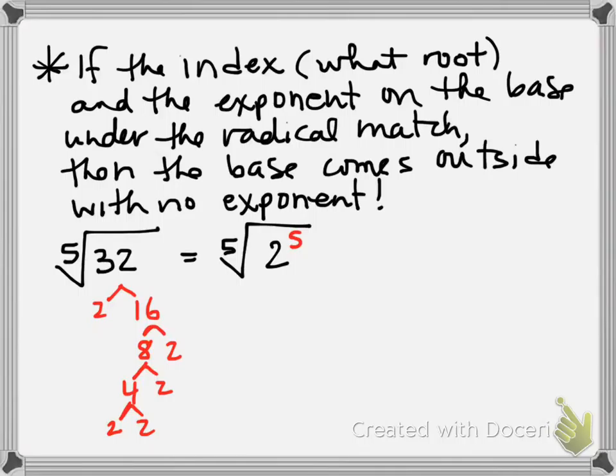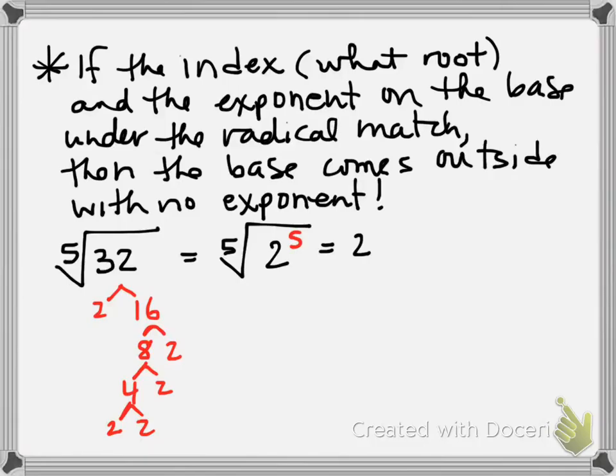So the index is 5. The exponent on the base is 5. So what's the answer to this? 2. The answer is simply 2. Oh, I get it. Okay? So when the index, that's the number in the crook of the radical, and the exponent on the base match, the base comes out. Done. So it means it's 2. The answer is 2. Yeah, magic, huh?